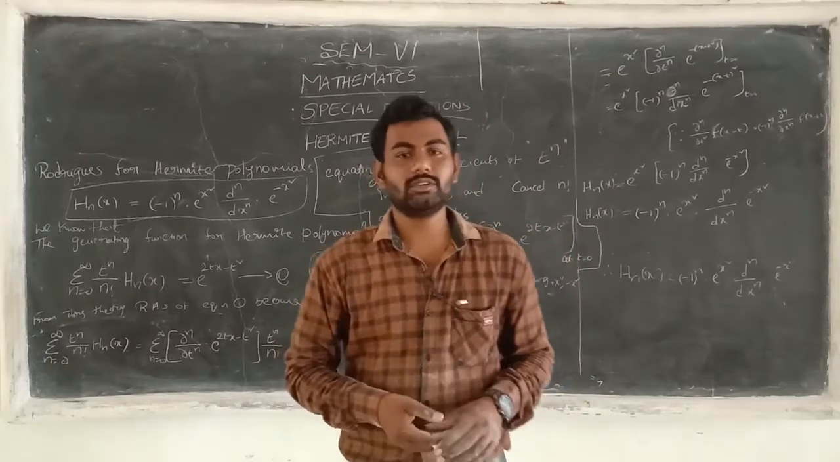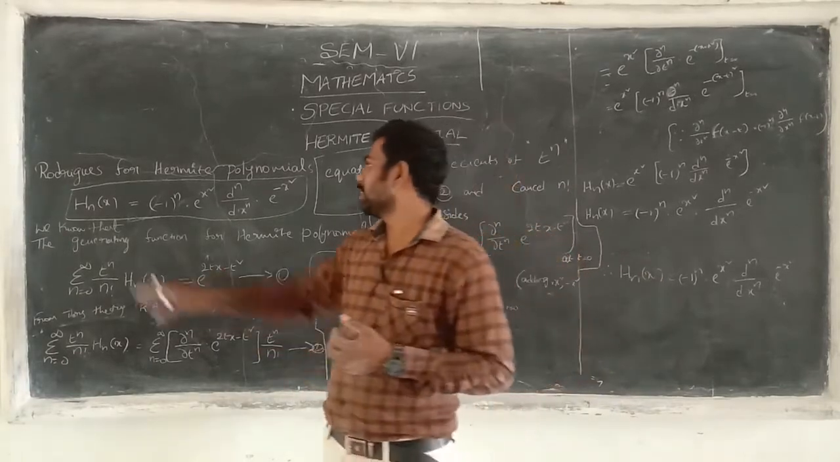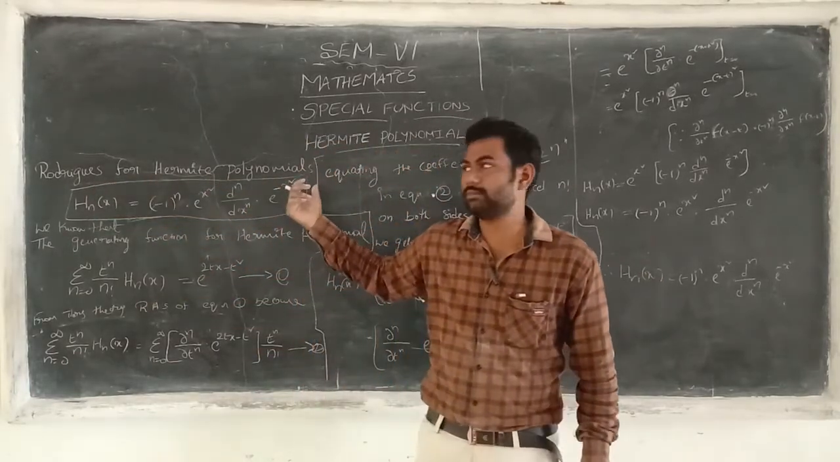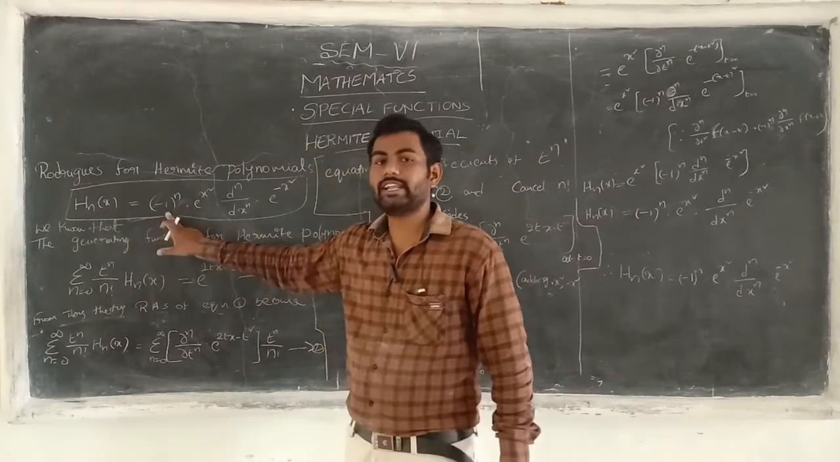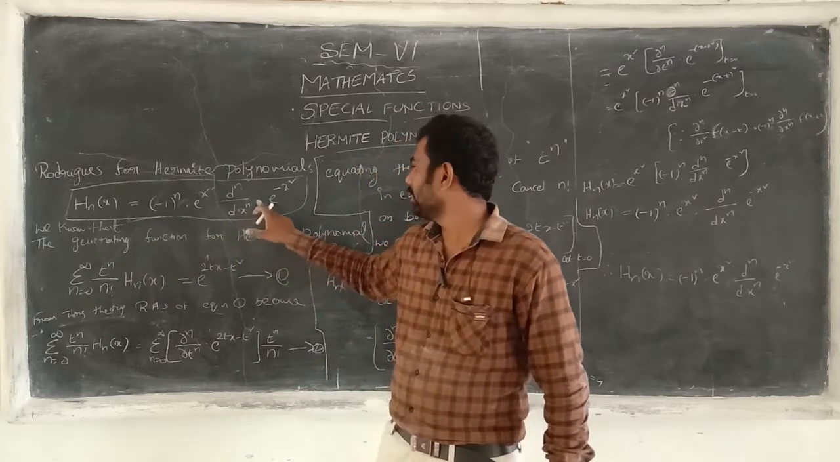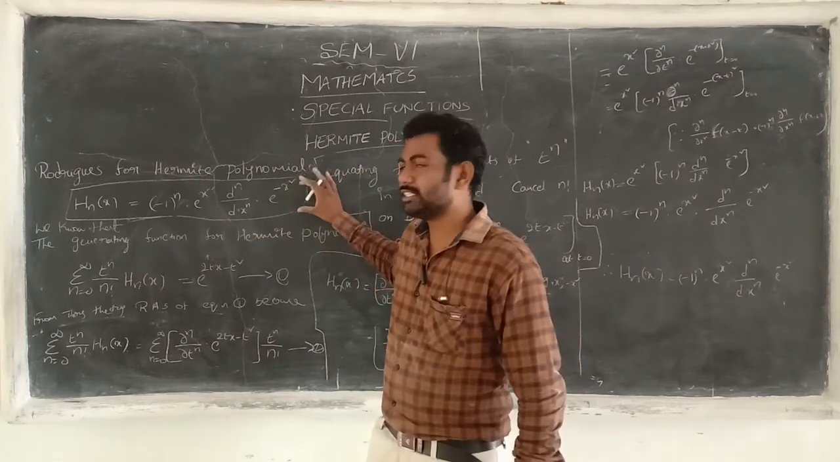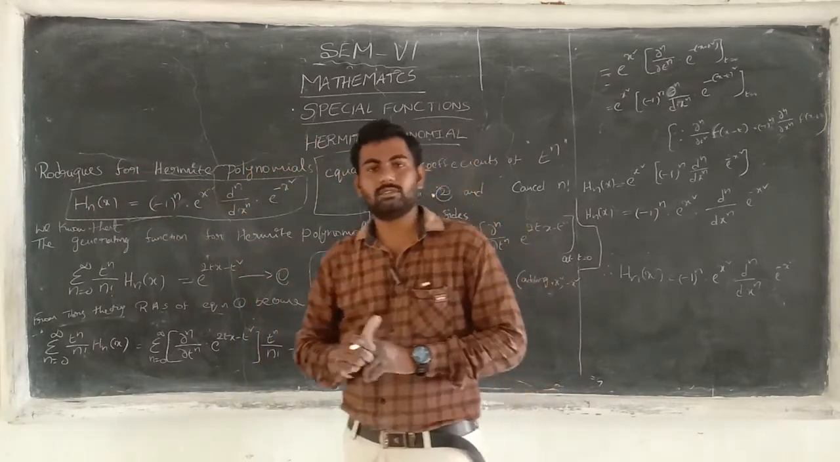So now we learn about orthogonal properties of Hermite polynomials. So the next topic is Rodrigues' formula for Hermite polynomials. The formula, what is the equation? Hn of x equals minus 1 power n into e power x square into d power n by dx power n into e power minus x square. This formula is called Rodrigues' formula for Hermite polynomials.